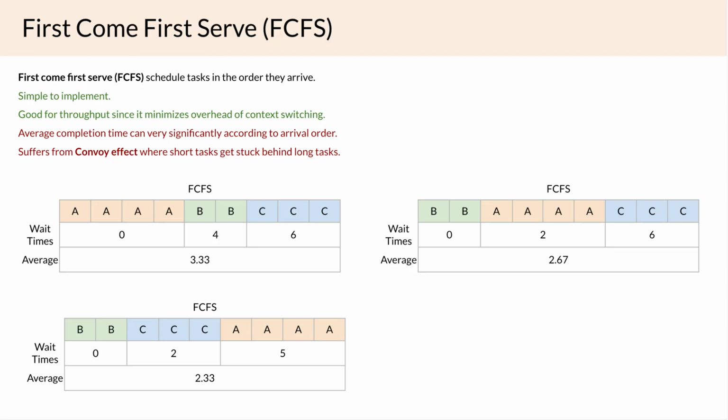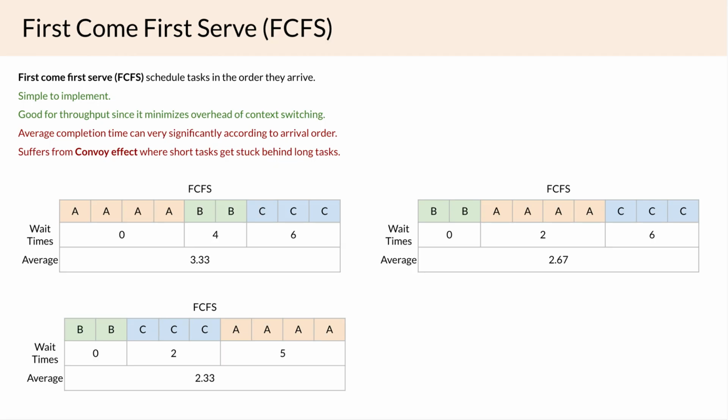The biggest issue with FCFS scheduling is called the convoy effect, where short tasks can potentially be stuck behind very long ones. We call this the convoy effect because there's a convoy of jobs stuck waiting for one job to finish.